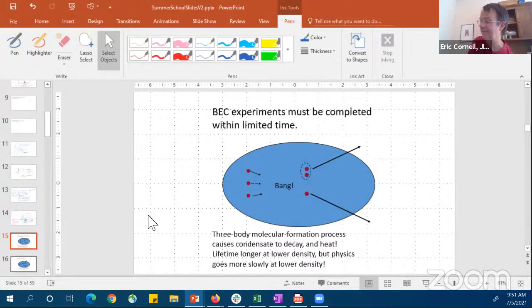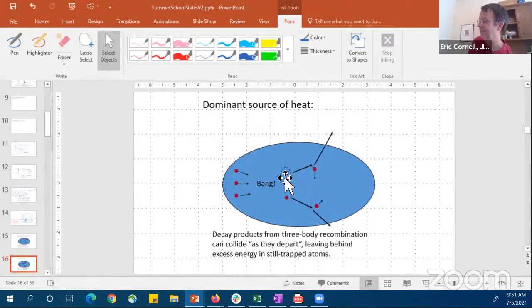But as the molecules form and fly out, one might crash into another atom. The energetic atom flies out and crashes into another atom, and these atoms are kicked around, and so it can leave behind itself a trace of heat. So it can cause both a decay of the condensate and a heating of the condensate. So how do we suppress that?